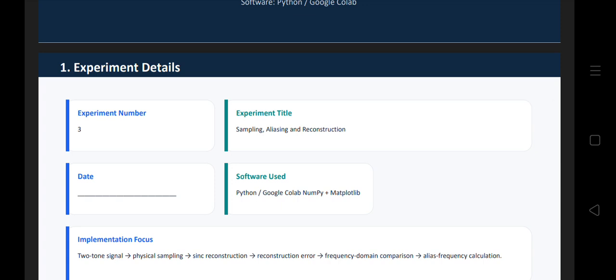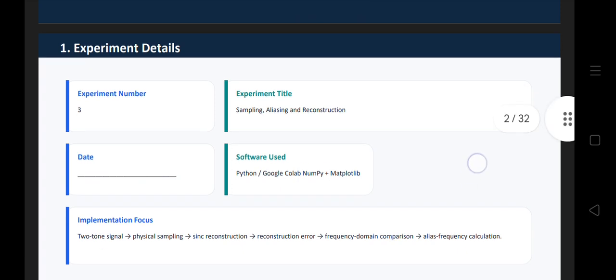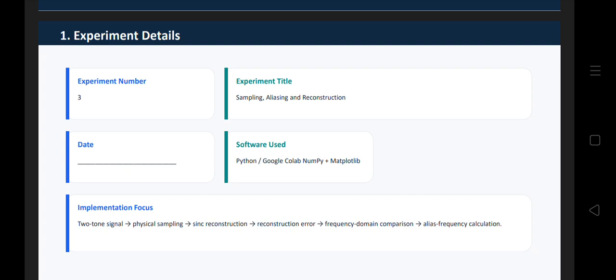This experiment follows a complete process. First I generate a two-tone signal, then I physically sample it at different sampling frequencies. After sampling, I perform sinc reconstruction. Finally, I calculate the reconstruction error, compare the signal in the frequency domain and calculate the aliased frequency for the undersampled case.